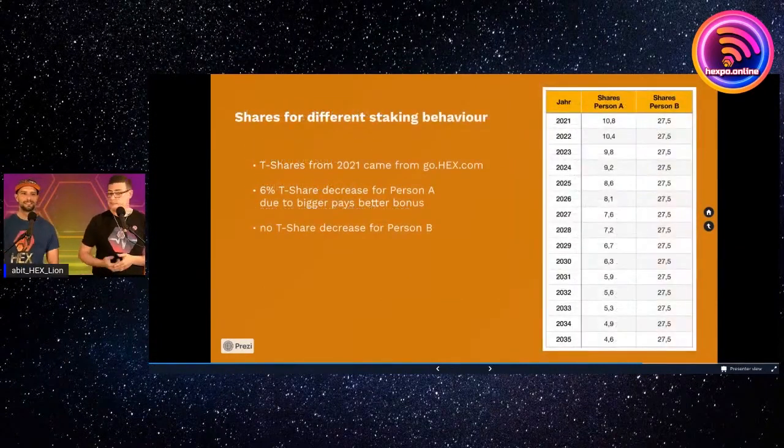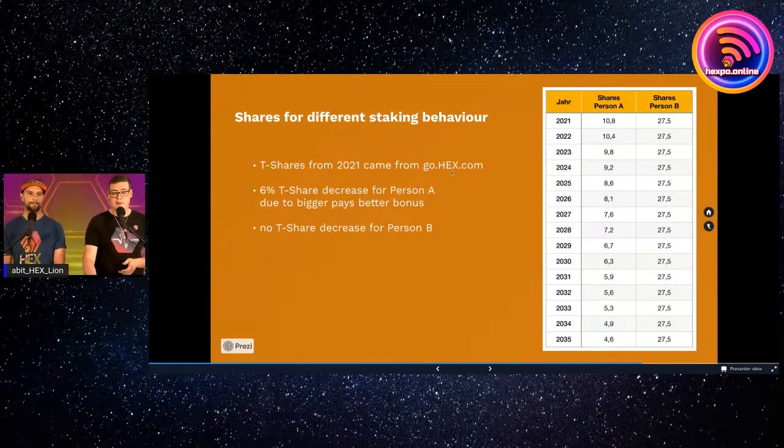First thing. What we see here is the T-shares that every person gets, right? The T-shares from 2021 came from go.hex.com, and person A has 10.8 T-shares from the get-go, but after that it gets smaller and smaller because the T-share price is only going up. And person B has 27.5% T-shares working for him from the first day on until the next 15 years.